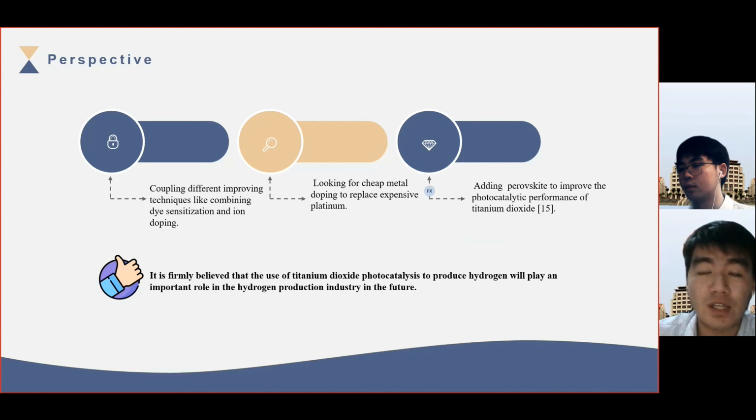And we firmly believe that the use of titanium dioxide photocatalysis to produce hydrogen will play an important role in the future.